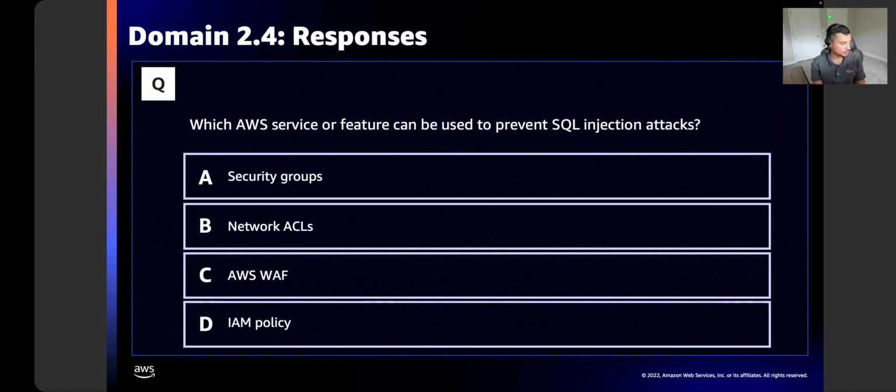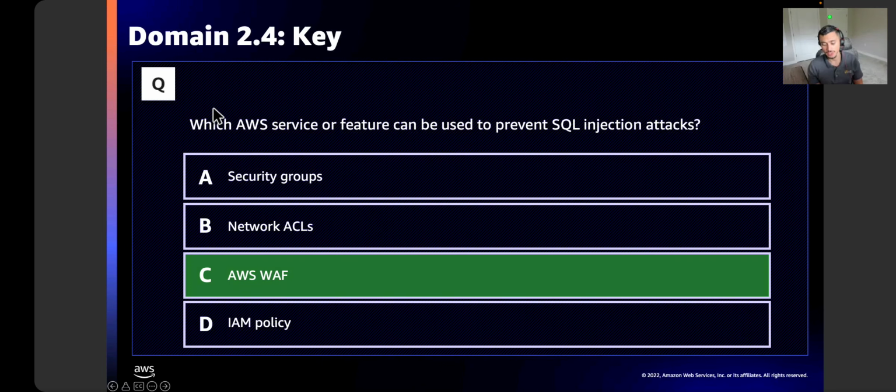All right, let's take a look. So a lot of you have agreed on an answer. So the correct answer is AWS WAF. Very good, right? The web application firewall is that service that allows us to protect against application layer attacks such as SQL injection attacks. So very good.